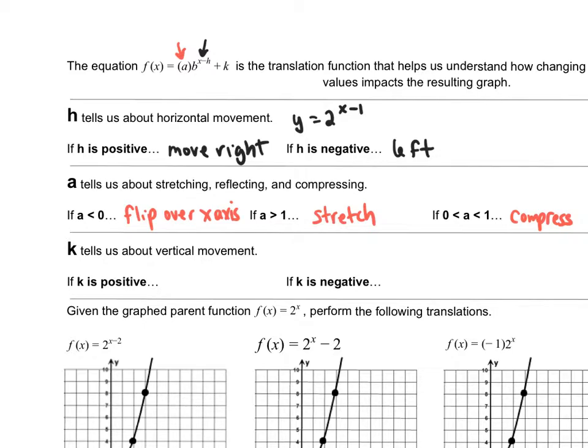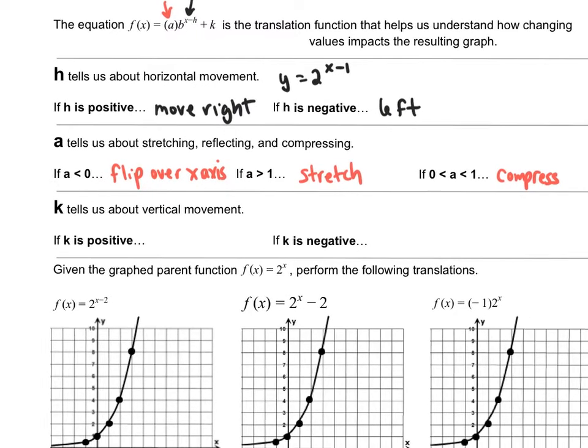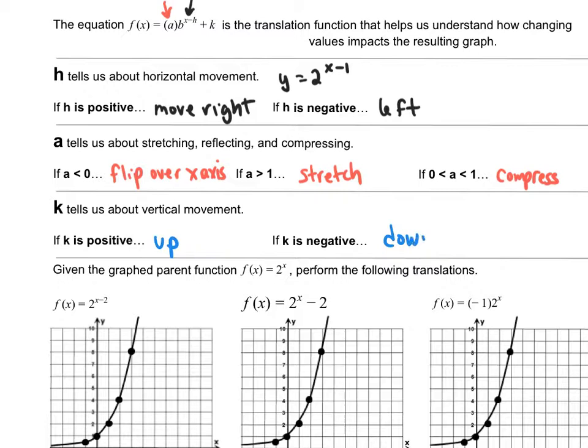The last one, and probably the most important one, is k. And k is the vertical movement. So k is going to shift it up and down. If k is positive, it moves up. And if k is negative, it moves down. This is important because this is really going to influence what our horizontal asymptote is.